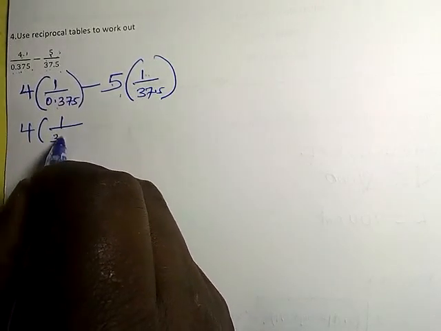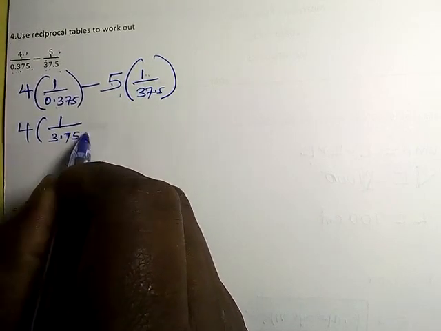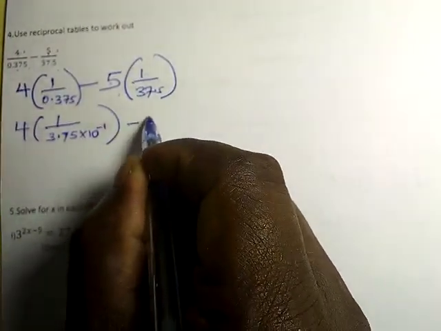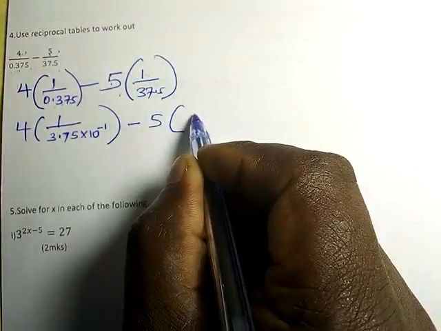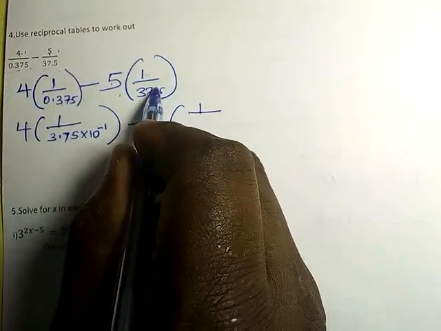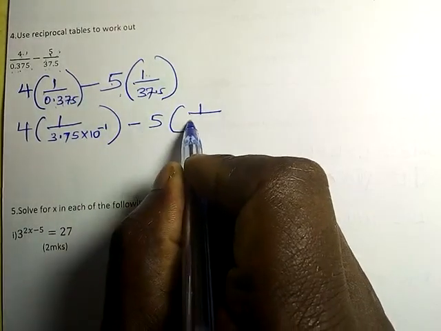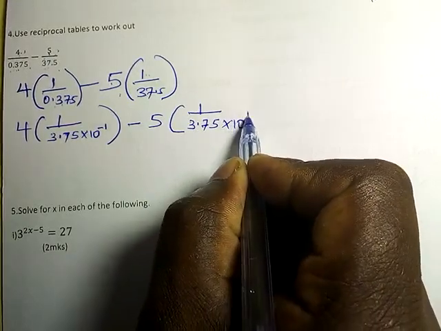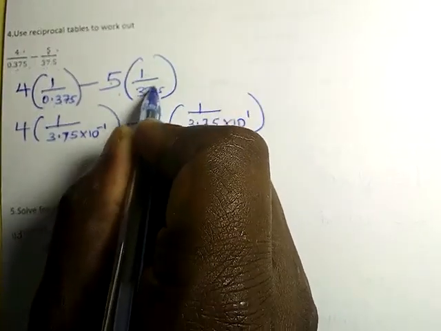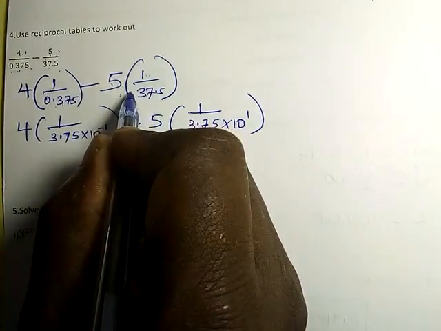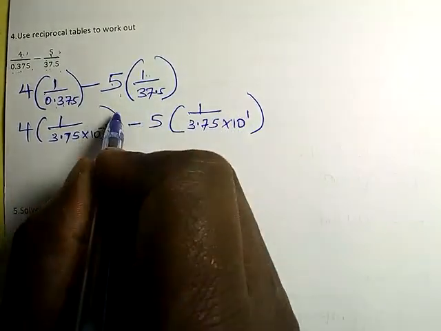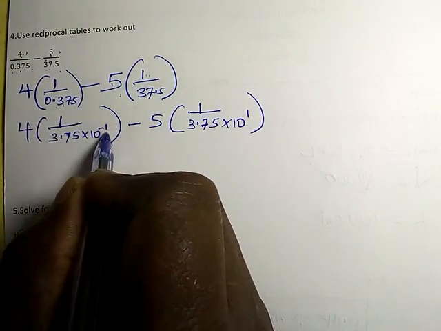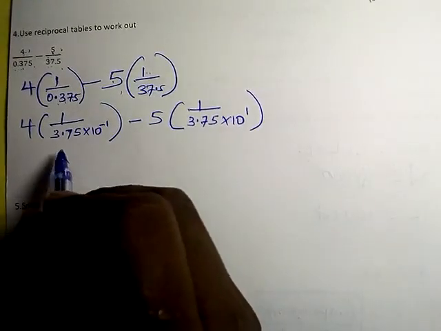This one is going to be 3.75 times 10 raised to power negative 1, minus 5 into 1 over the standard form of this. You go backwards because this is 37.5. So we will have 3.75 times 10 raised to power 1. I told you when we go from the decimal point to the left, then the power of 10 is positive. When we go to the right from the decimal point, the power is negative. Now you go to your table, or you use your calculator.